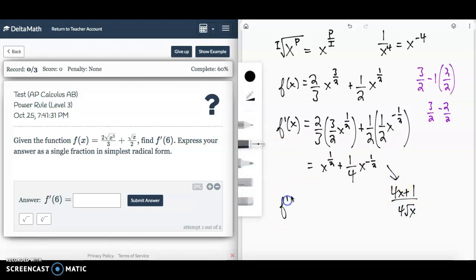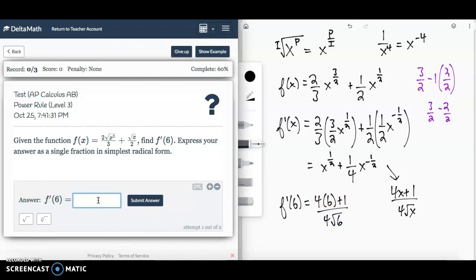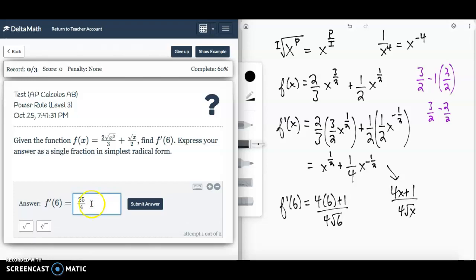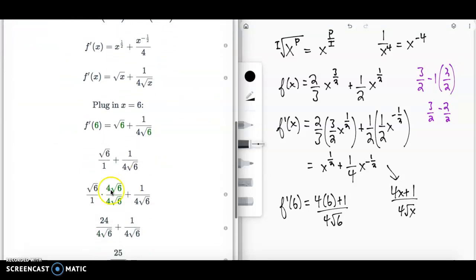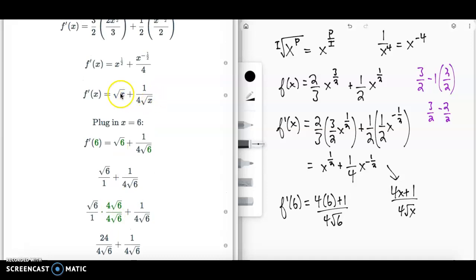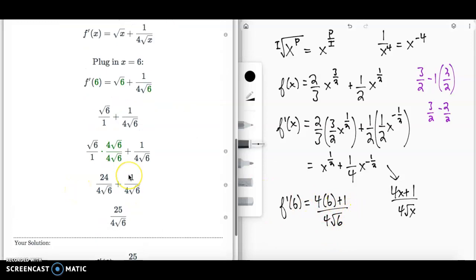Okay, so now when I find f prime of 6, 4 times 6 plus 1 over 4 times square root of 6. So we will get, let's see, 25/4 square root of 6. I'm going to be real mad if this is not the answer. Ooh, heck yeah. Oh, they waited and got common denominators afterwards. I would do it here because then I don't want to get mixed up with my square roots of 6's and doing lots of stuff. So as long as you get the final answer.